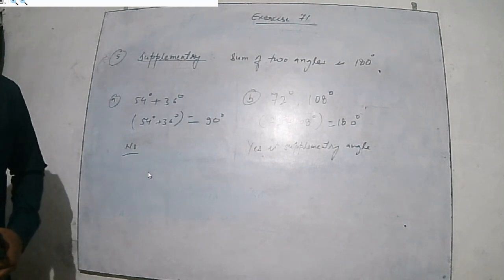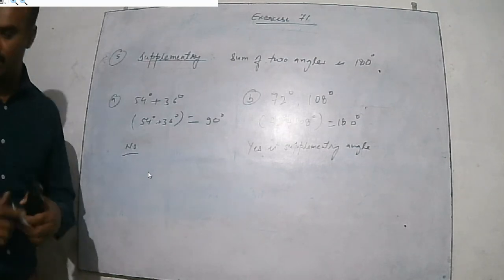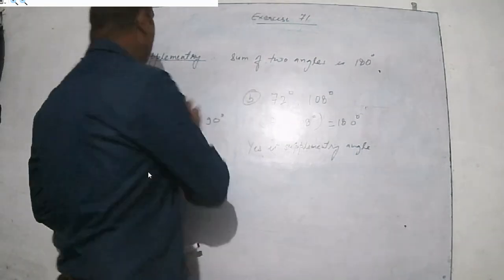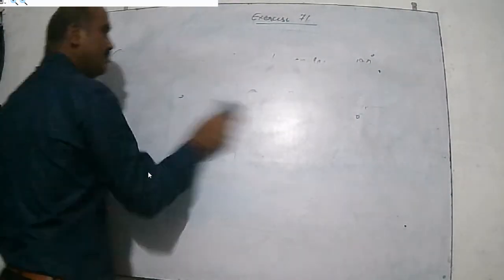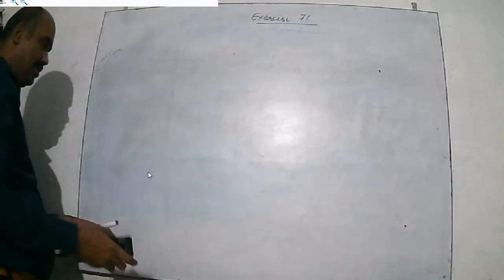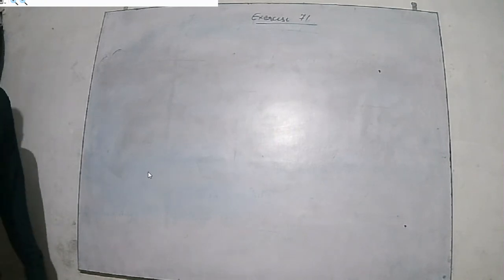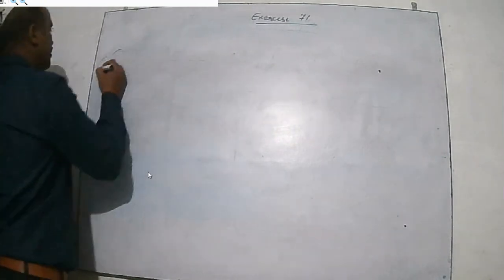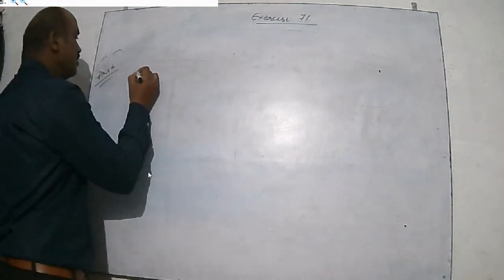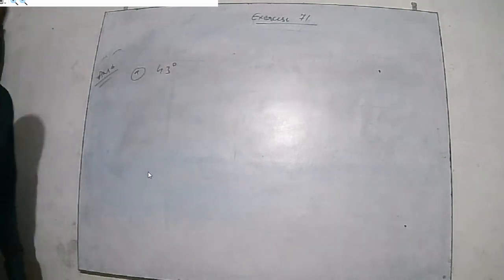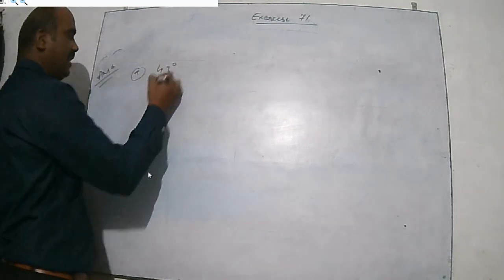After this, the same question is there. Write the complement of each of the following. Now in question number 6 you have to find the complement of each of the following. Okay, this question we are going to do. In this you have to find the complementary angle. Suppose this is your question number 6, A part. Suppose 43 degrees is given here. You have to find its complement.